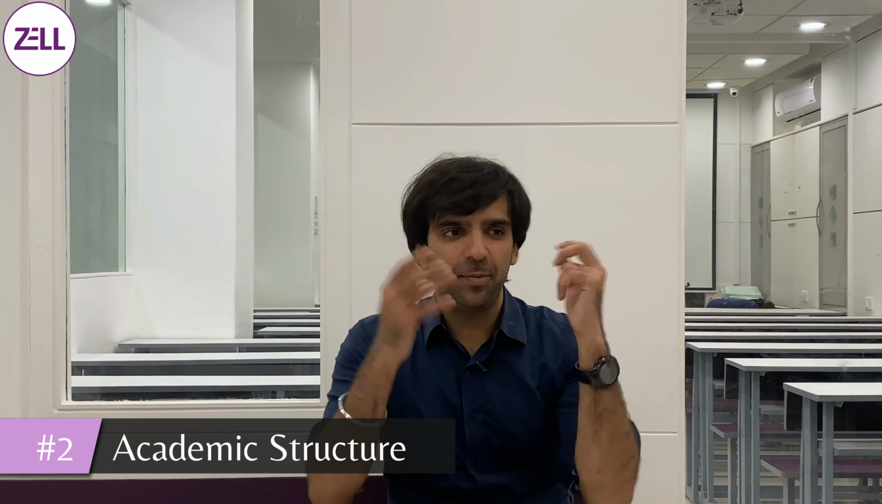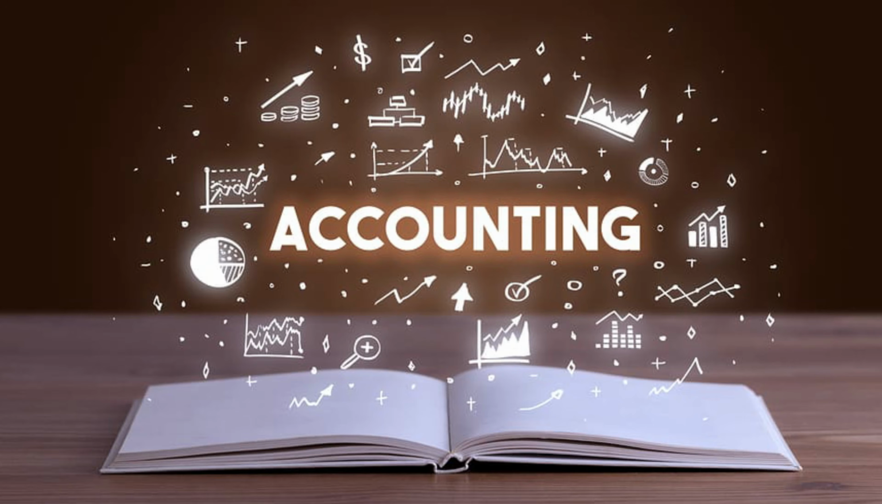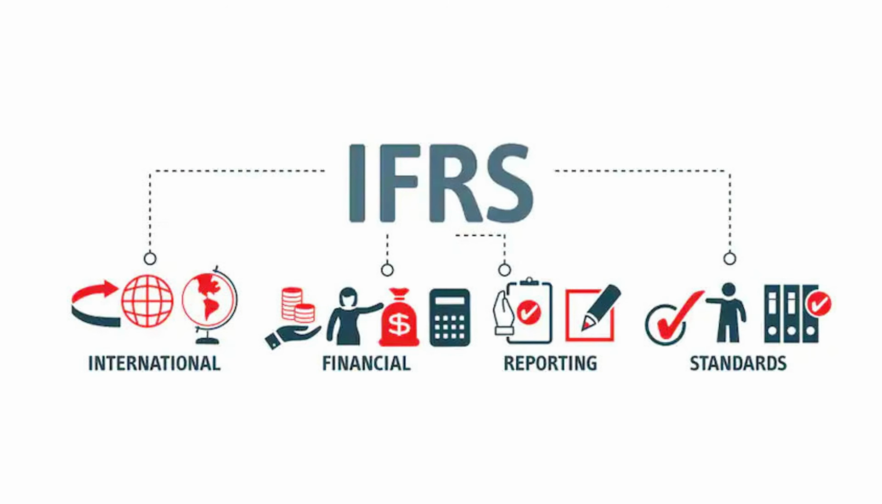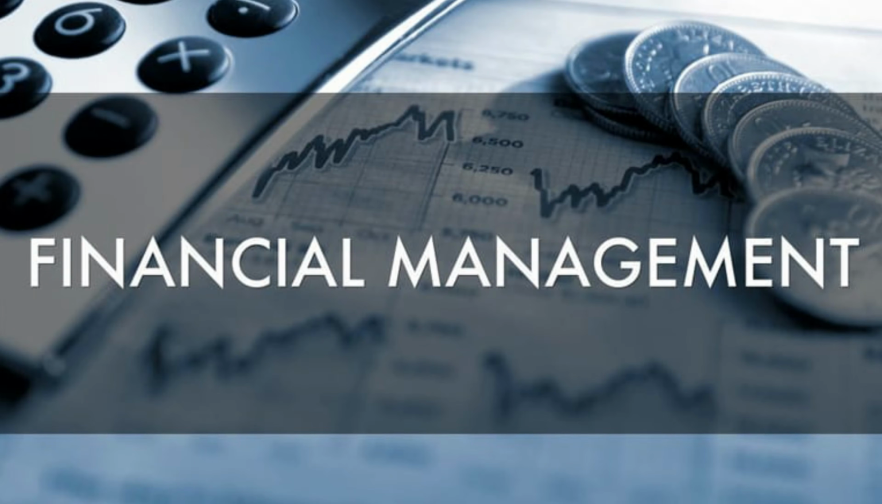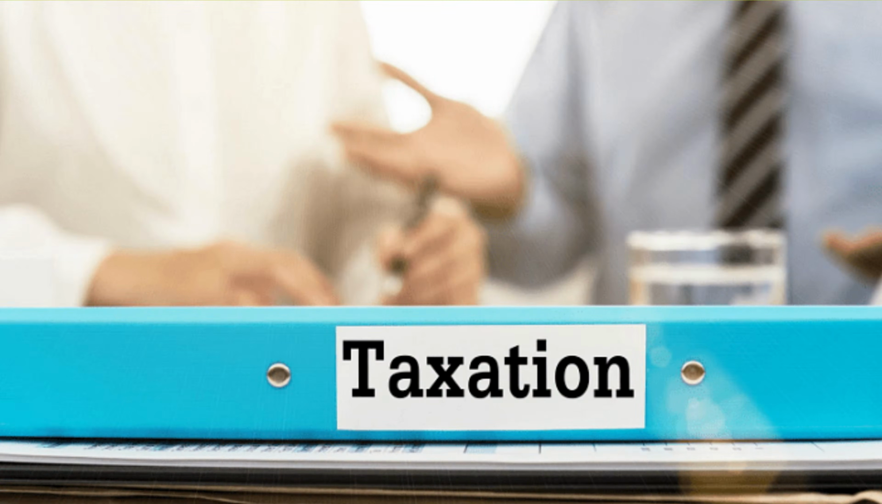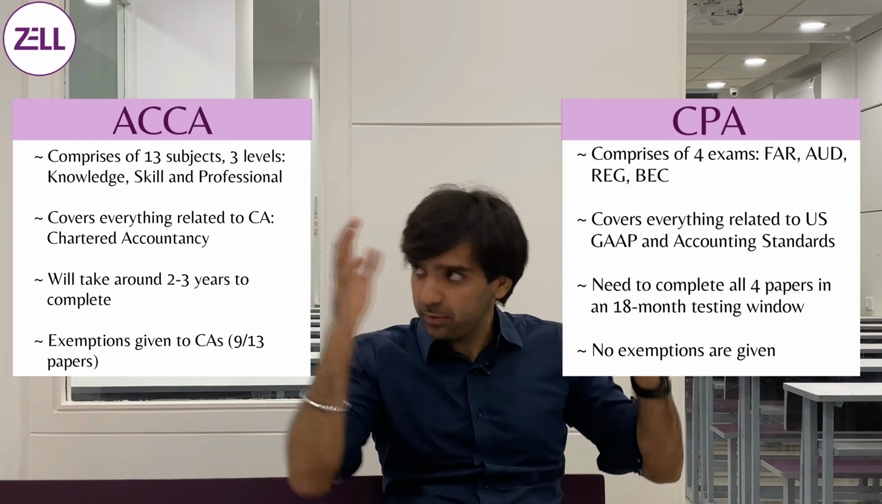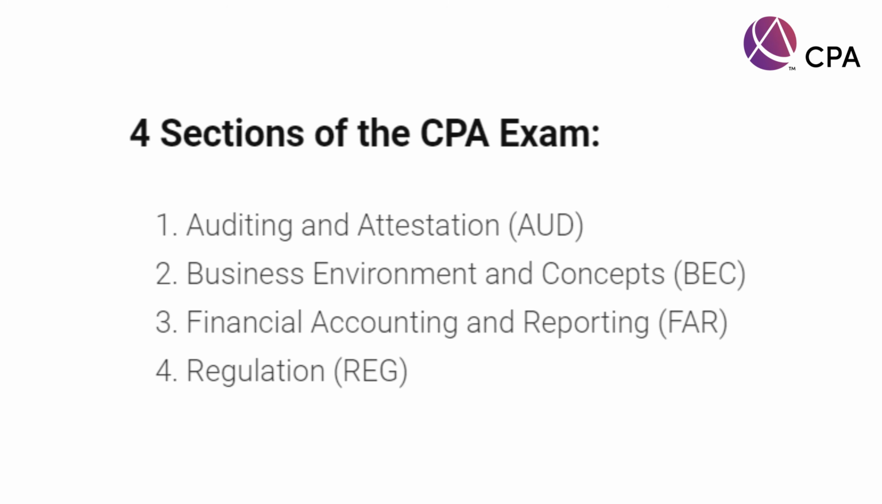Now when it comes to the academic structure, it's quite similar. ACCA has 13 subjects and 3 levels, and it covers everything in the field of chartered accountancy: accounting, which is IFRS, international accounting; costing and financial management, which are basically what you cover in CA; and audit and tax, where audit is international auditing. US CPA covers the same kind of subjects, but in just 4 exams. Exam 1 is financial accounting and reporting, which is US GAAP or US accounting standards, as well as international accounting standards.